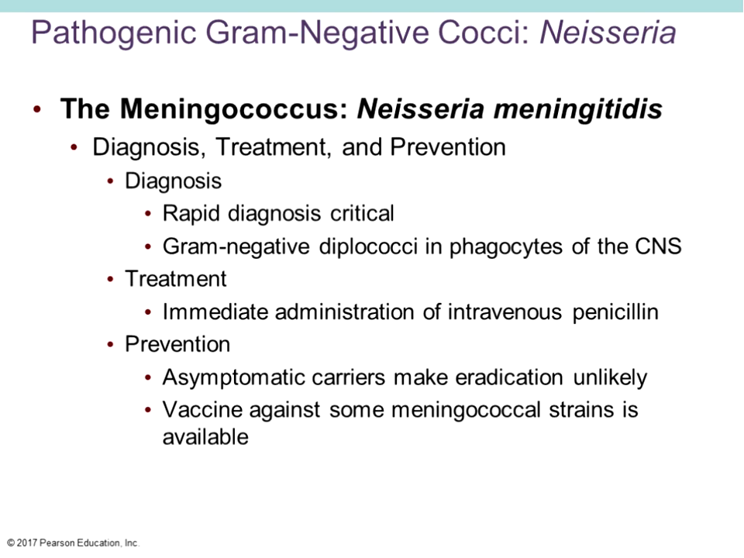Prevention: asymptomatic carriers make eradication very unlikely, because remember, there's like 40% of the population that are just normal, healthy carriers. We do have a vaccine against some meningococcal strains, and the CDC recommends immunization with the vaccine against strains A, C, and Y, but this vaccine can't be used in children under the age of 2. But we do have vaccinations that are available.